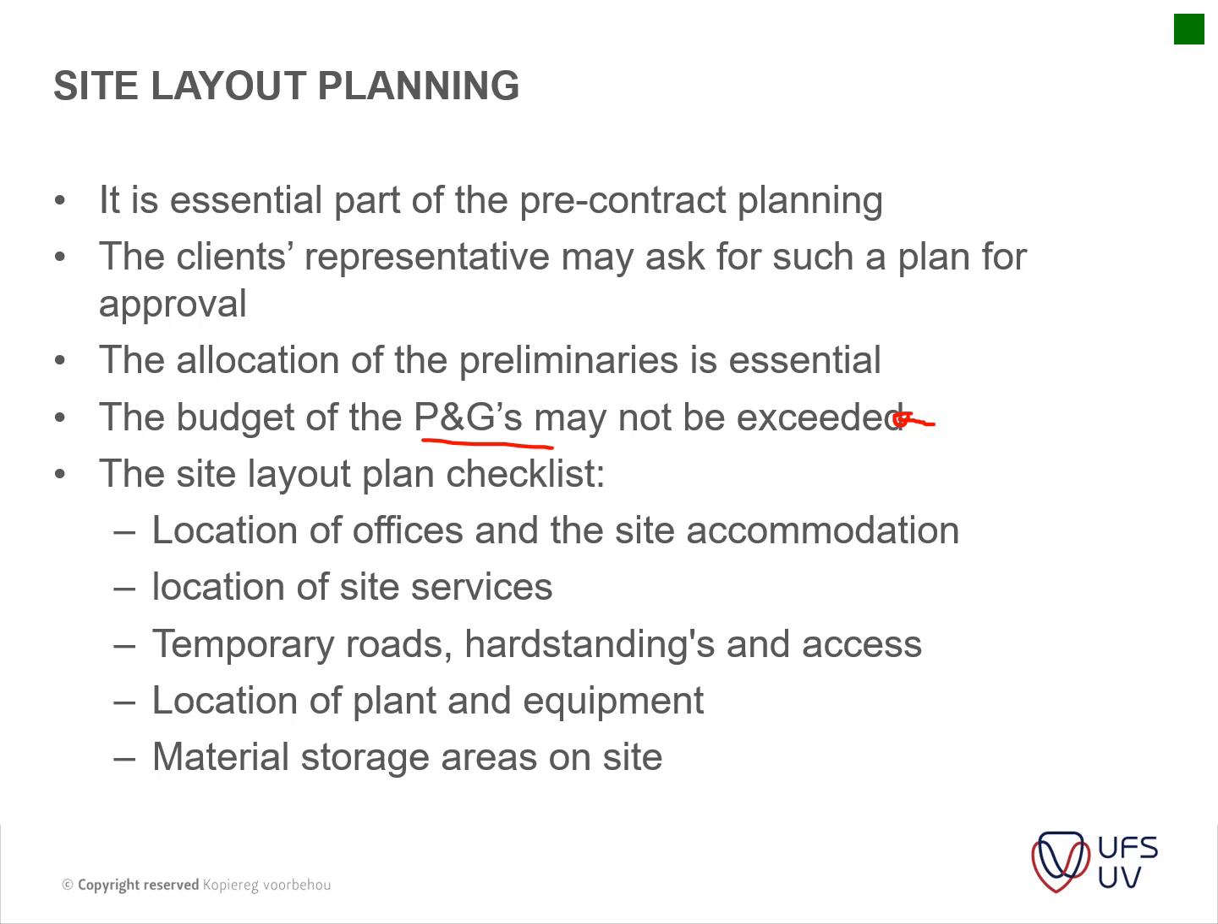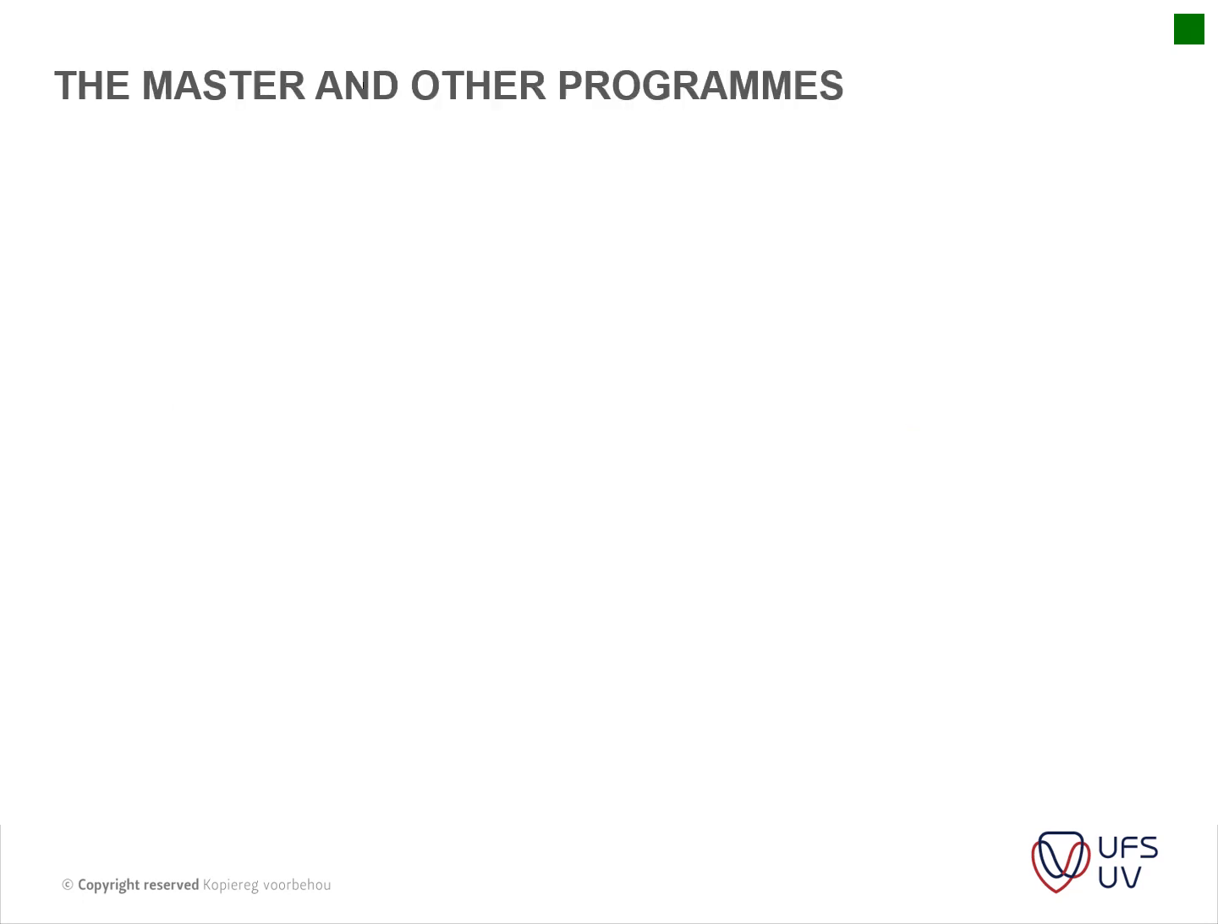And then the site layout plan usually has a checklist that includes the location of the offices, location of site services, temporary roads, hard standing and access, location of plant, equipment, material storage, etc. This is sometimes asked for by the consultants as well, because it is always important to check whether there are any problems with how the site layout is designed.